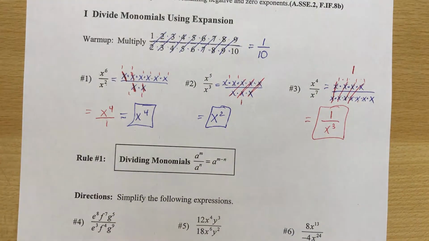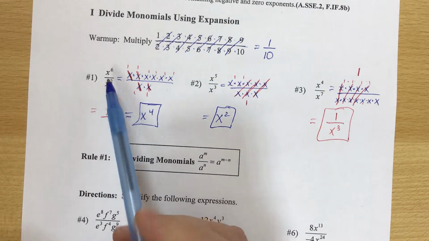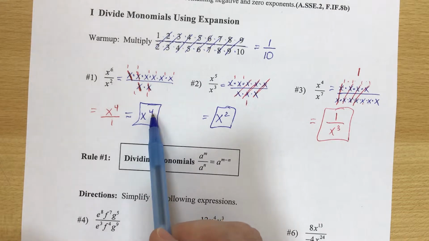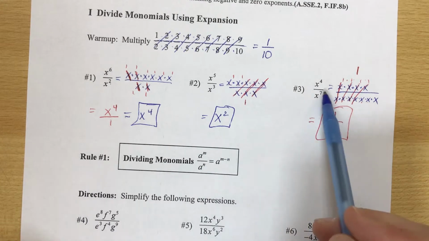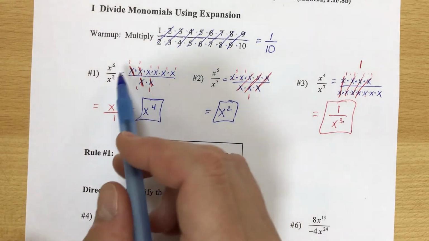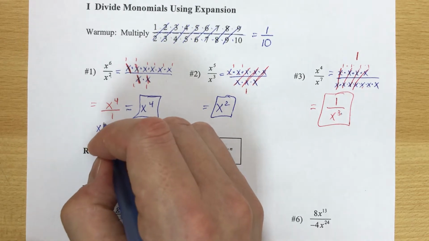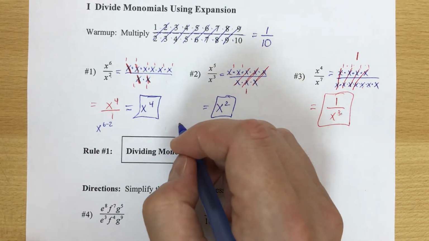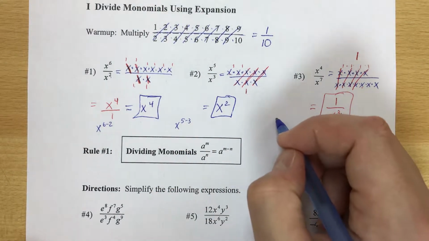Okay, now is there a faster way to do this? Yes, there is. We'll go back to number 1. Look at the exponents 6 and 2, and look at the final exponent 4. 5 and 3, 2. 7 and 4, 3. What are we doing to those numbers to get our final exponents? We are subtracting. We did x raised to the 6 minus 2. We did x raised to the 5 minus 3.